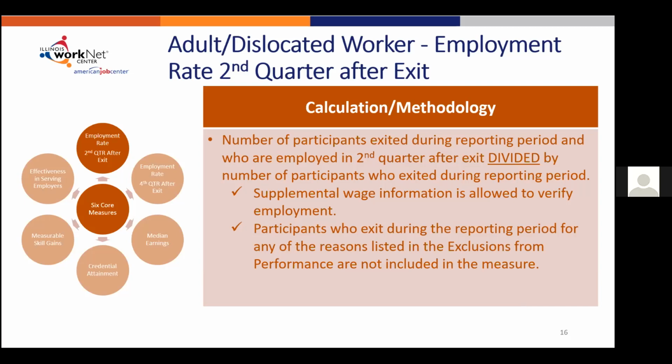Then the other thing that we'll talk about more is supplemental wages are now allowed to verify employment for these measures. This isn't new anymore because WIOA isn't new, but back in WIA, supplemental employment wasn't allowed as widely to count as your positives in these measures from what I remember. But with proper documentation, supplemental wages do count. But then the only people who won't count towards your performance are those who exit during the reporting period for any of those exclusionary exit reasons, like incarcerated or deceased, or some extra reasons for youth, like foster care.